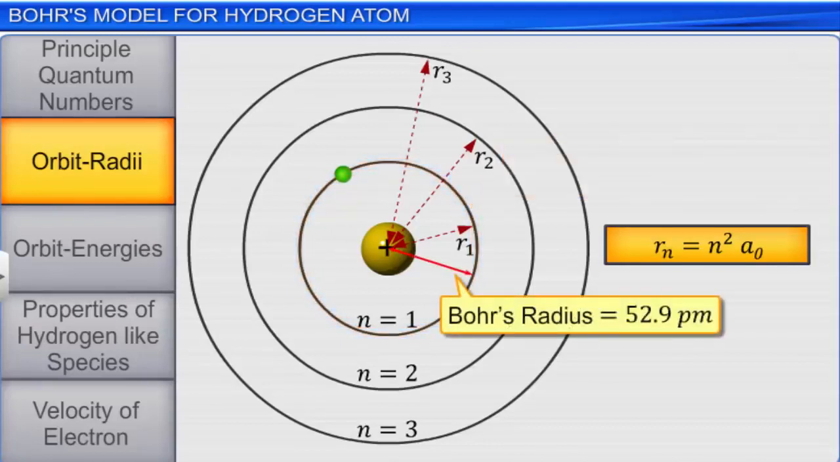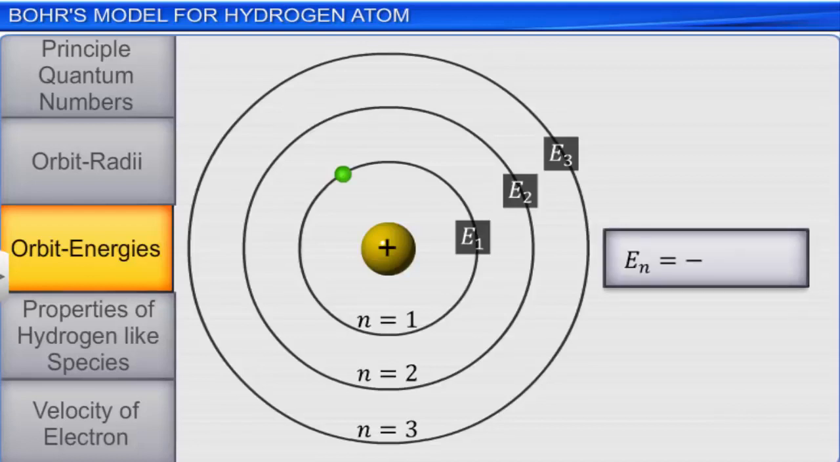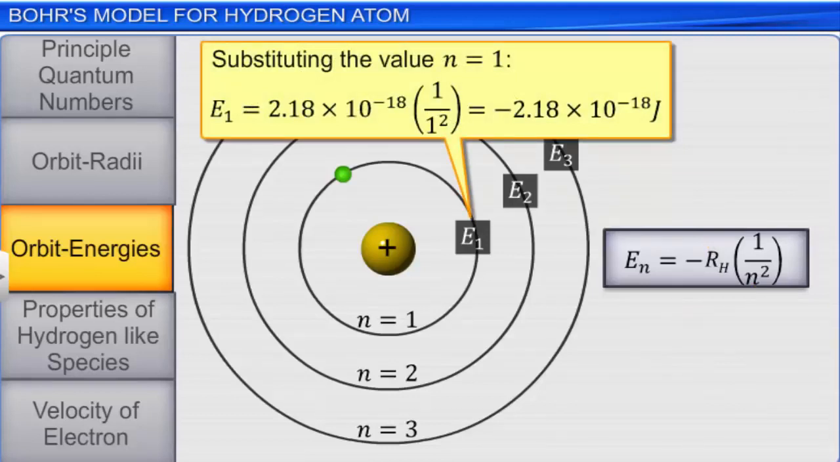The energy of a stationary state or orbit is given by the equation energy of the nth orbit En is equal to minus RH multiplied by 1 divided by n square, where n is the principal quantum number of the orbit and RH is Rydberg's constant, whose value is 2.18 multiplied by 10 raised to the power minus 18 joules. Energy of the nth orbit of a hydrogen atom in electron volts is equal to minus 13.6 divided by n square. Thus, the energy of the ground state n is equal to 1 for hydrogen atom is equal to minus 2.18 multiplied by 10 raised to the power minus 18 joules.